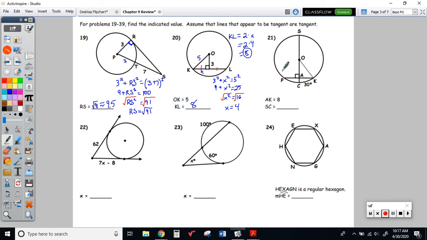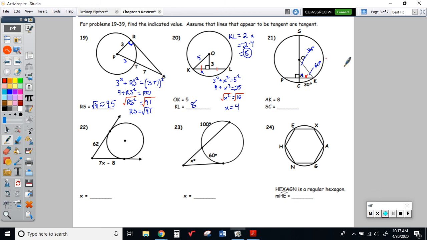Number 21, we're looking at, for CK, that's 30 degrees, that arc. So that means this arc is also going to be 30 degrees, or this angle, sorry, the central angle is also going to be 30 degrees. If that's 90, this is 90, and that makes this angle right here 60. So we've got a 30, 60, 90 triangle right here. It tells us that AK as well is 8 right here. So I'm going to label that with an 8.